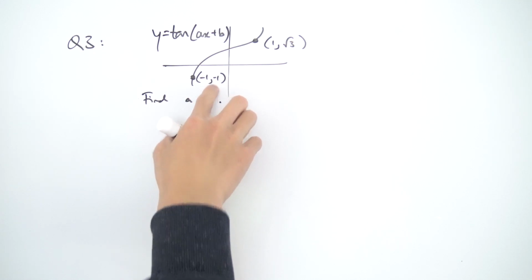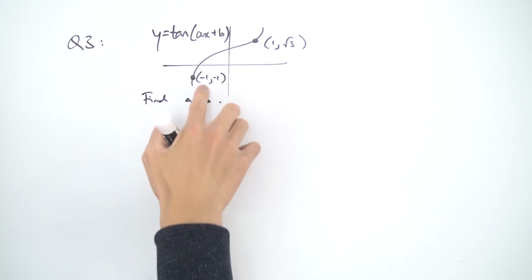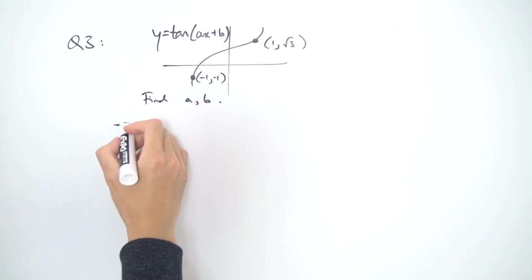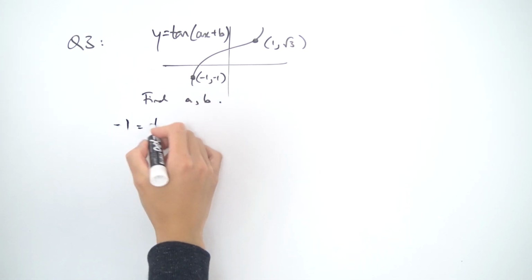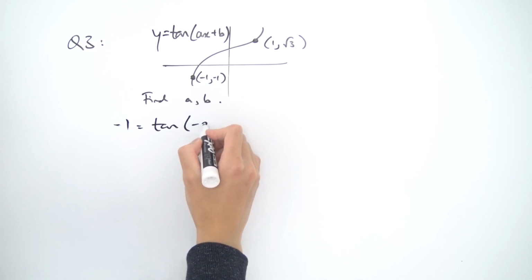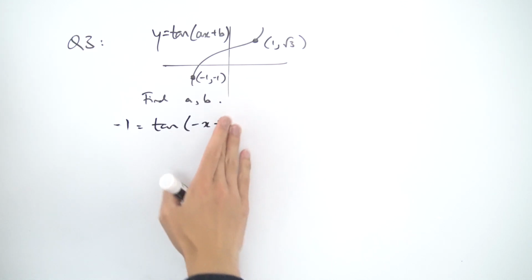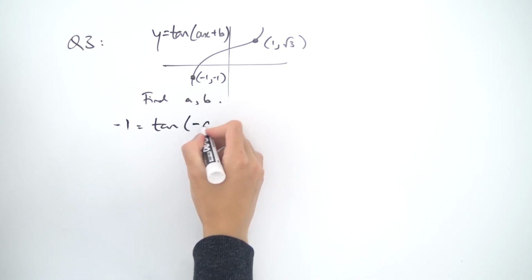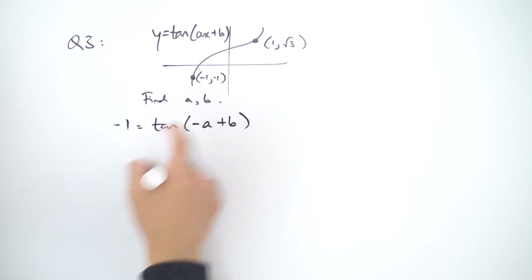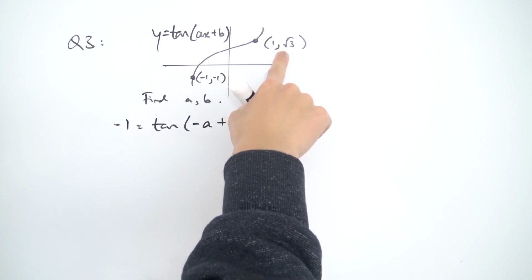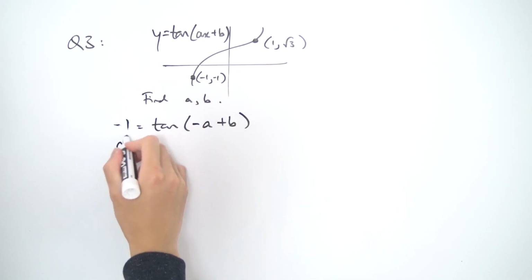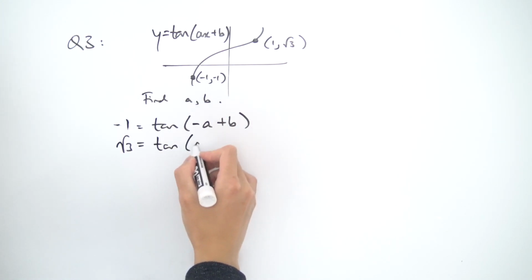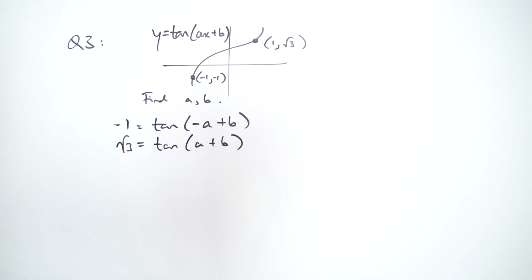So let's take a look at this first point. We get that if you plug y equals -1 and x equals -1, you get that -1 is equal to tan of minus x. Sorry, not minus x, we should plug -1 into the x, so minus a plus b. And if you take a look at this point, well, y is square root of 3. And if you plug 1 in for x, we get tan of a plus b, like so.